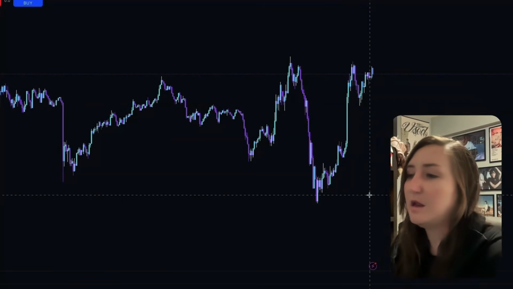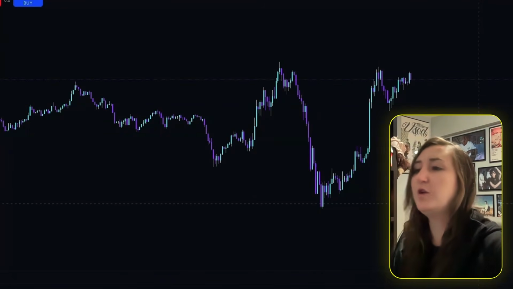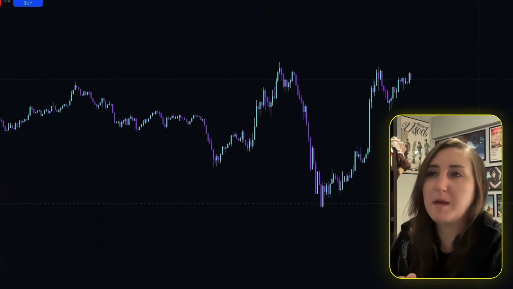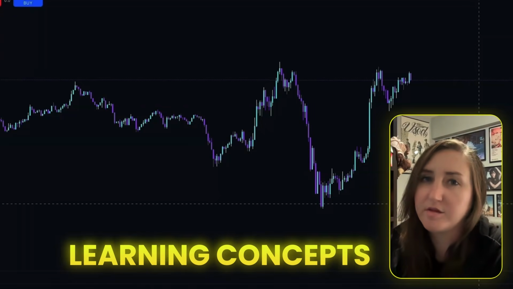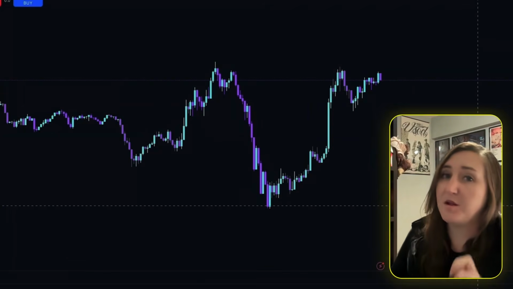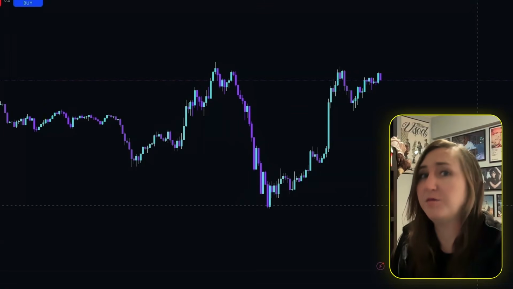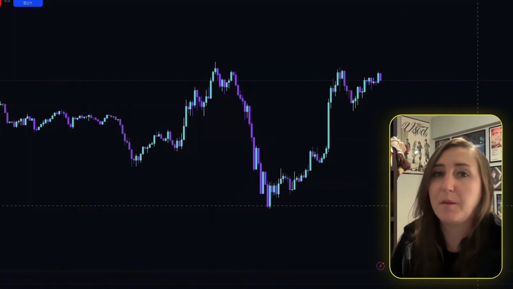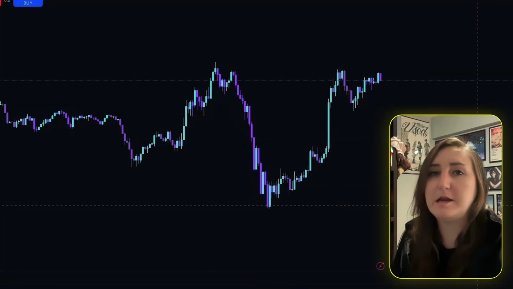So let's get started. We have a nice clean chart here, and I use this every day. If you don't want to worry about TradingView indicators, if you don't want to worry about learning all the technical concepts possible, this is the one TradingView tool I would focus on. It comes in very handy when you're trying to find exact price points where to enter and exact price points where to exit without being fearful or greedy of your trades.